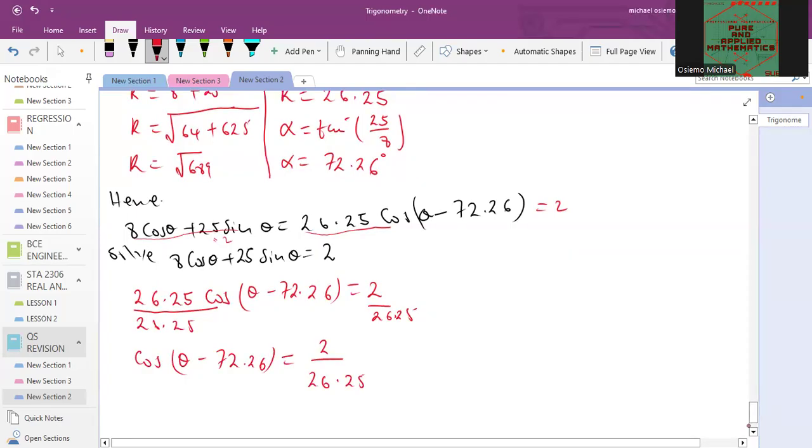Now, I just want you to remember something here. We know that cos 60 is equal to 0.5. So it means also 60 is equal to cos inverse of 0.5. So if you press cos inverse of 0.5, you'll get 60.